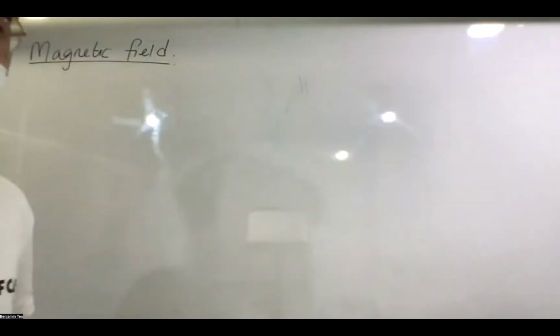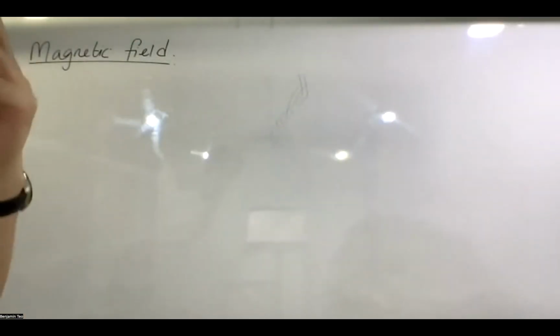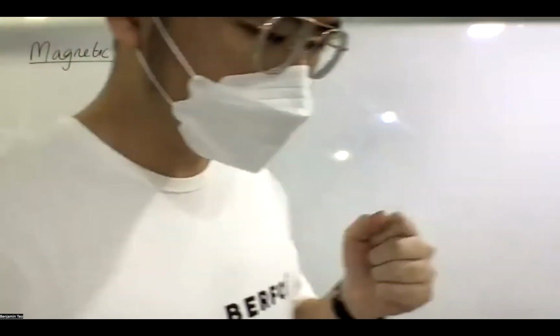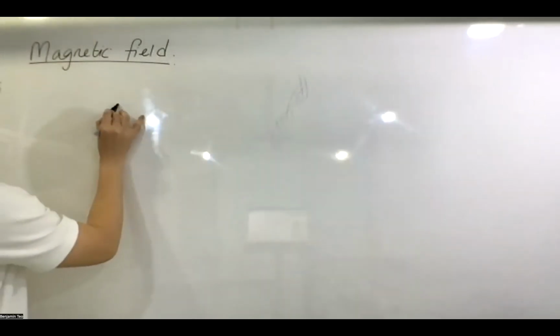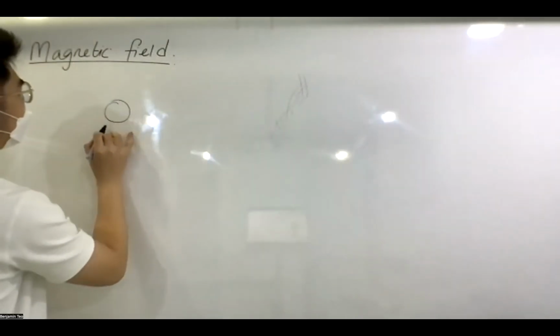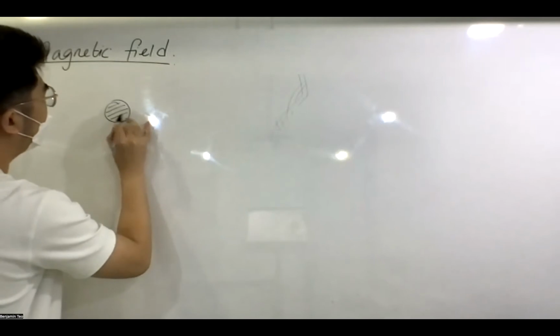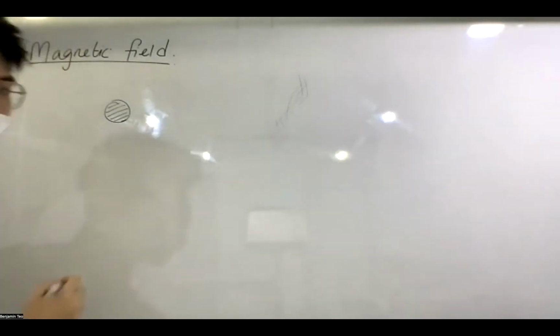Now, magnetic field. What is a magnetic field? Let's start from the magnetic field of the Earth. Here's a question: where does the Earth get its magnetic field? This is the Earth core. The Earth core is made of, we say, liquid metal, mostly iron.